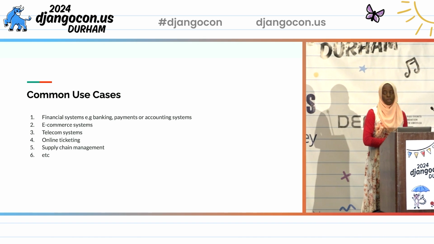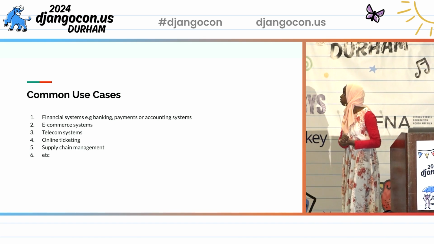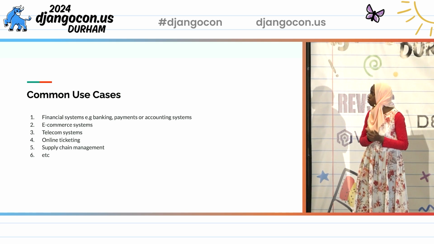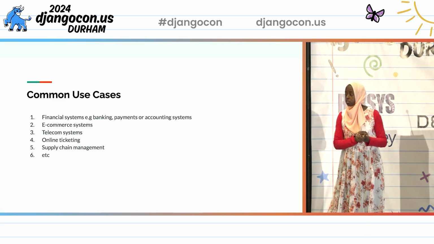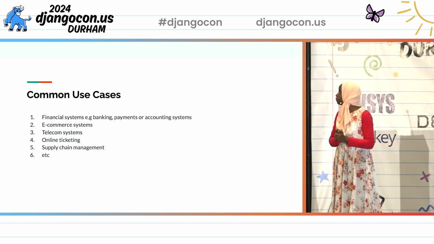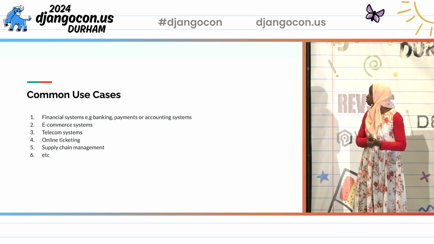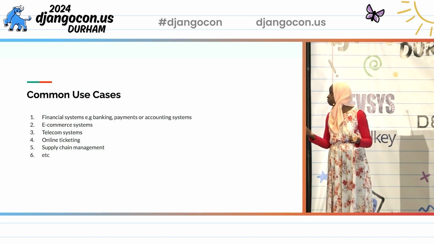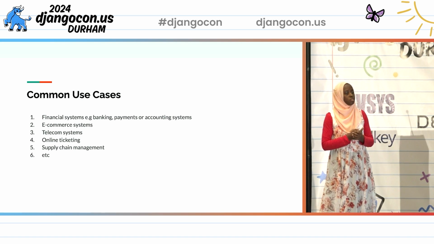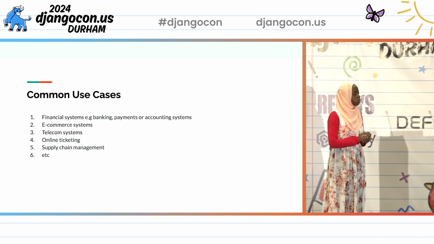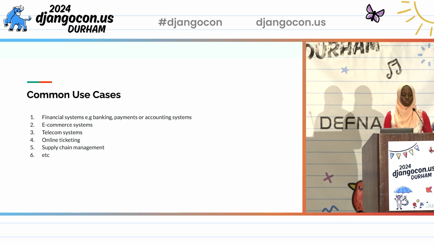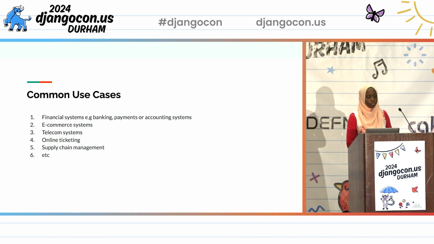And we have e-commerce systems. It's used in order management, when you're making orders on your e-commerce systems. This is one other use case that's really important. We can see transactions being used in telecommunication systems, online ticketing, supply chain management systems, and so on and so forth. So I would say that atomic transactions, or atomicity of databases, is really, really important.